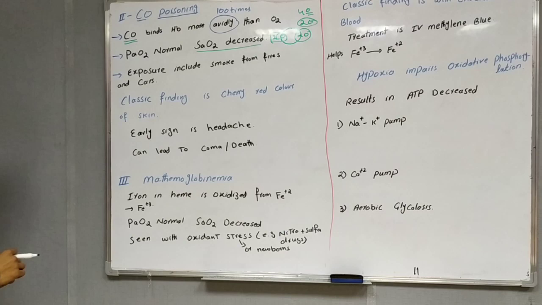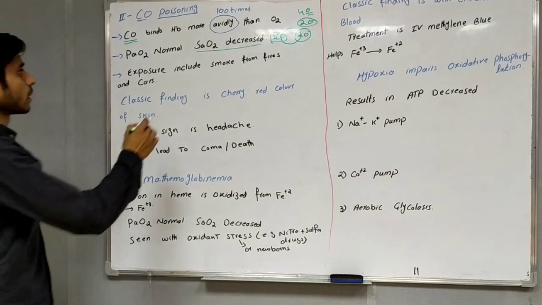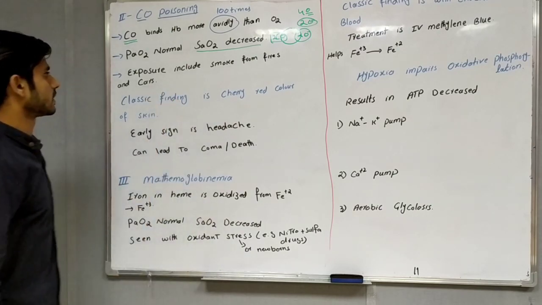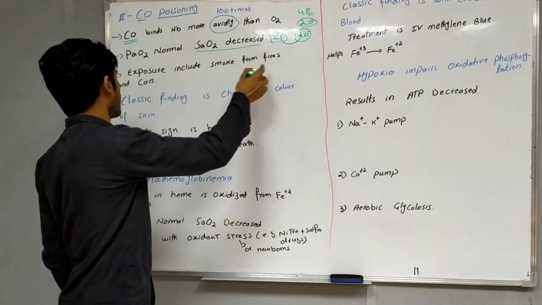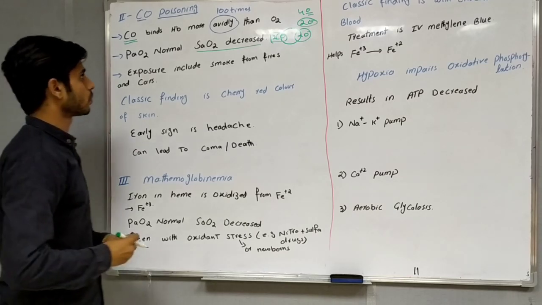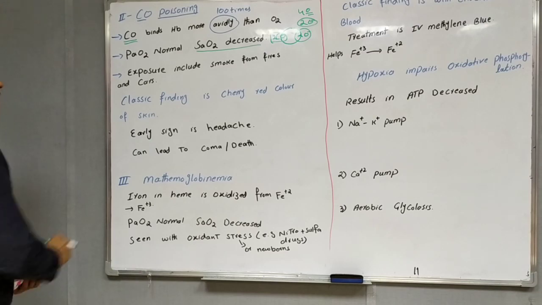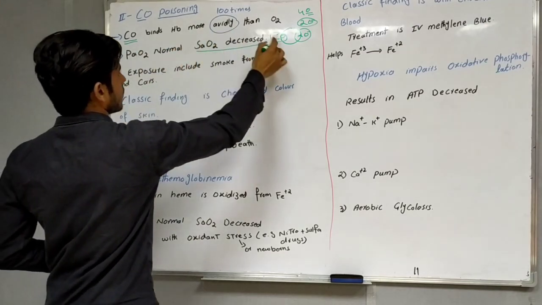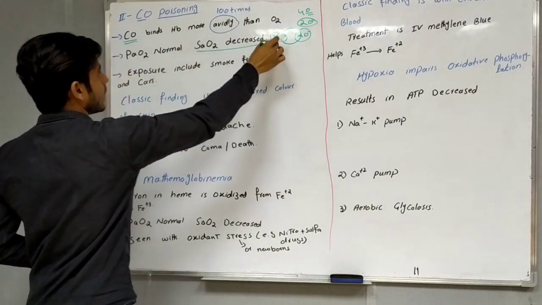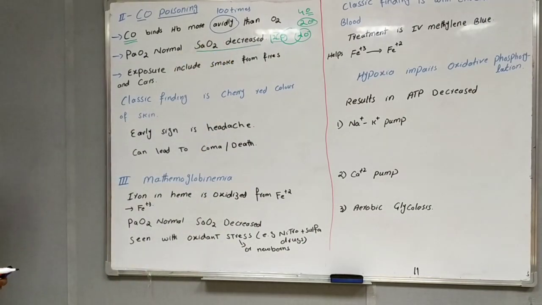The third point about carbon monoxide poisoning is that exposure includes smoke from fires and cars. Smoke from fires and exhaust of cars cause carbon monoxide in the environment, and through the environment carbon monoxide enters our lungs, and from the lungs it enters our blood. When it goes in the blood, it will attach with the hemoglobin and decrease the SaO2.